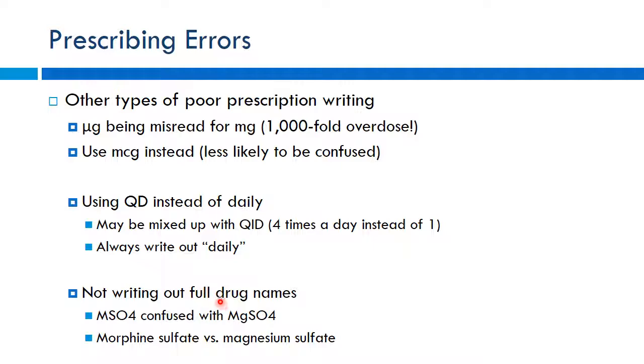And then this is kind of an older error. We don't really do this anymore, but not writing out full drug names. Back in the day, morphine sulfate used to get abbreviated as MSO4, and that would get confused with magnesium sulfate, MgSO4. So you're thinking, the patient's magnesium is low, and they get a drug, and all of a sudden they feel great, right? Probably not exactly what you intended. So that's why we don't use those. We use the full drug names whenever possible.